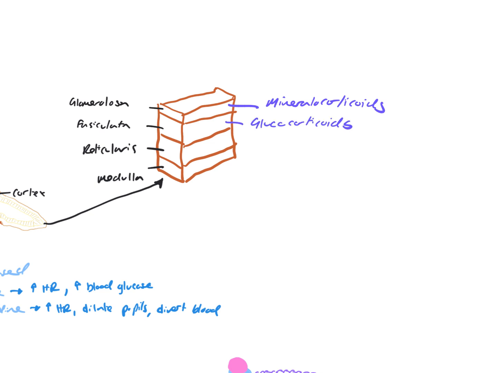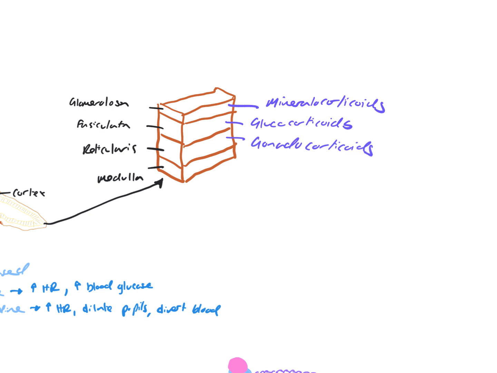And then finally you have your reticularis, and the reticularis is going to be producing your gonadocorticoids, and these are often referred to as androgens. So these are precursors to some of your sex hormones.